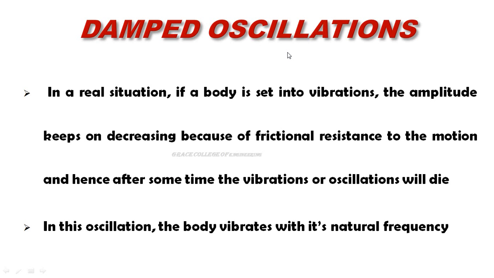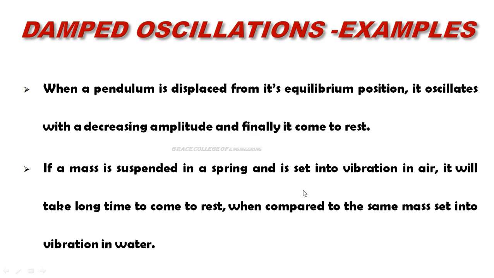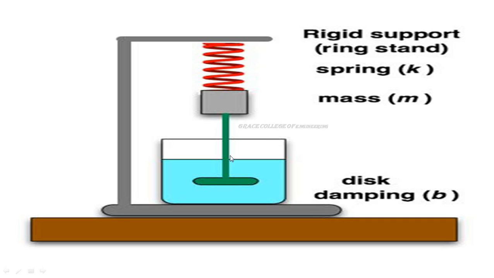The next one, damped oscillations. If a body is set into vibration, the amplitude keeps decreasing, and after some time the vibrations will die. At that time the body vibrates with its natural frequency. This we used to call damped oscillation. When a pendulum is displaced from its equilibrium position, its motion decreases and finally it comes to rest. If a mass suspended on a spring is set into vibration, it will take a long time to come to rest when compared to the same mass set into vibration in water. Vibration in water is the damped form.